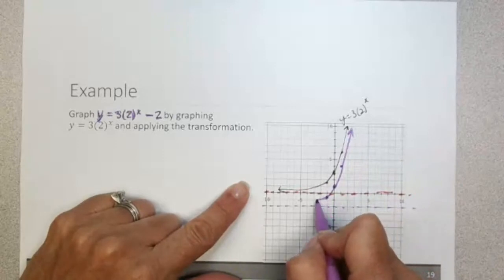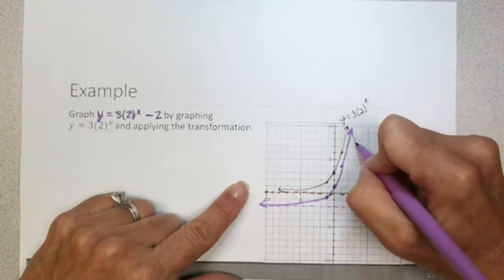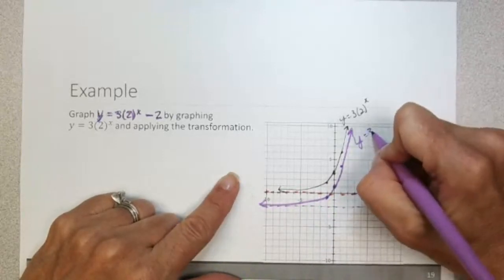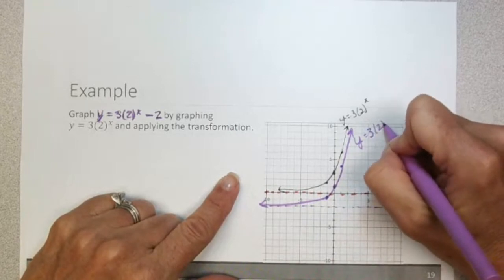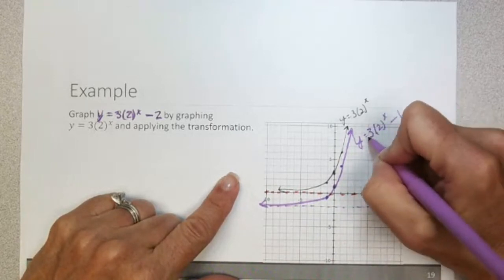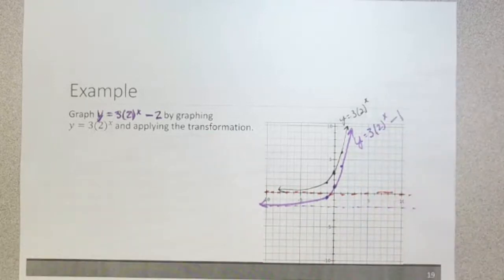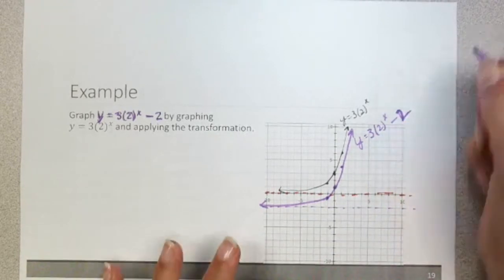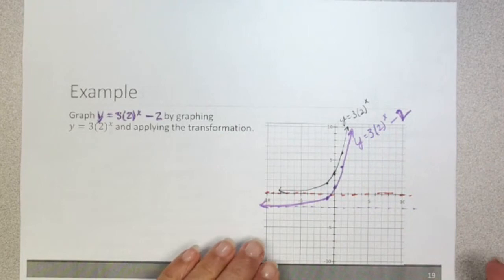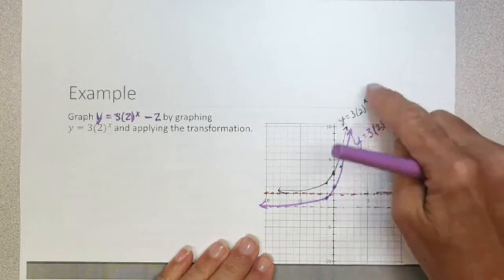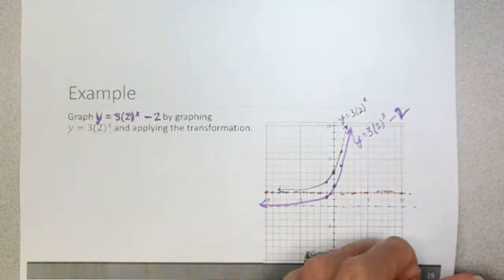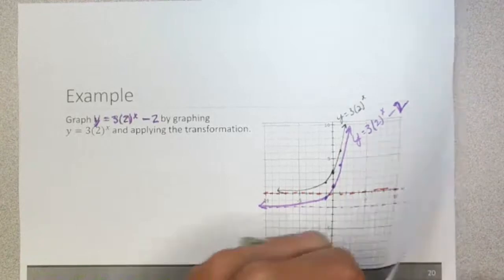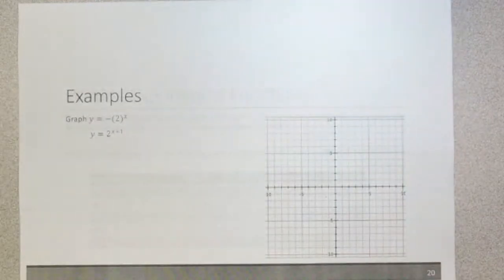And now our purple graph here is y equals 3 times 2^x minus 2. We just graphed that parent function and then shifted it down. We just graphed the parent function 3 times 2^x and shifted it down 2 units. Okay, let's look at a couple more examples.